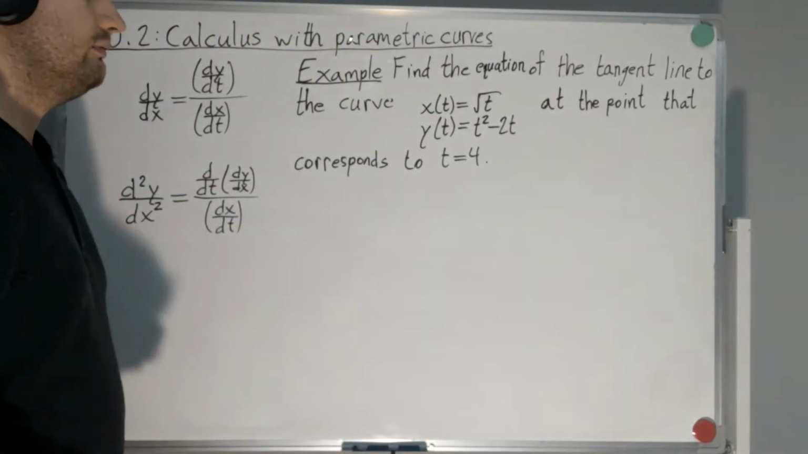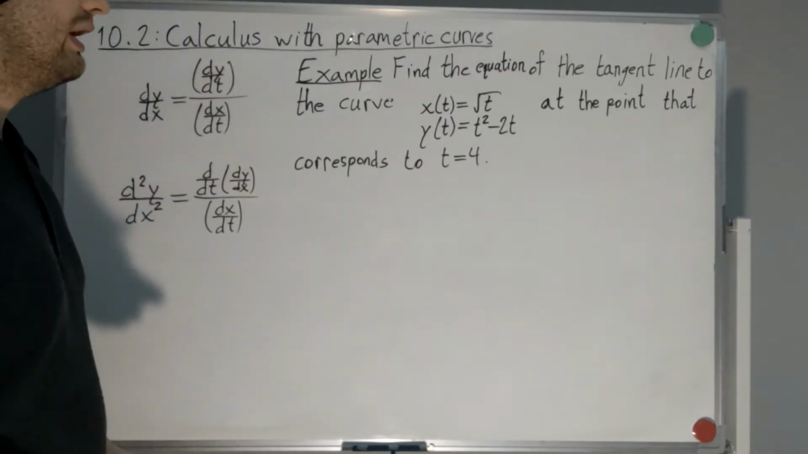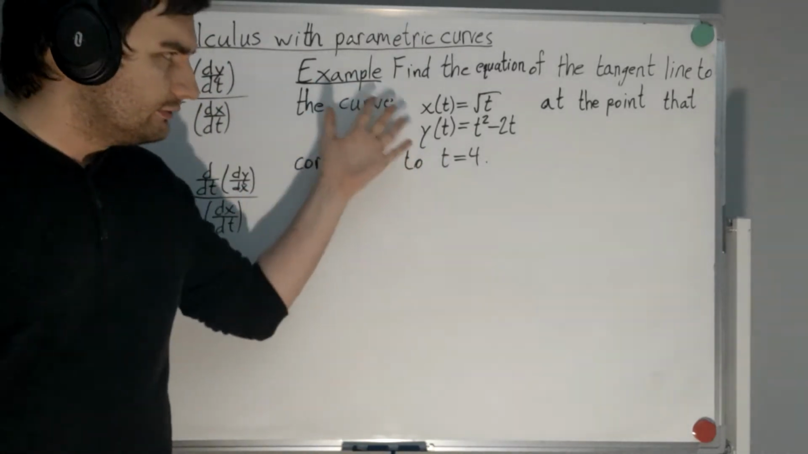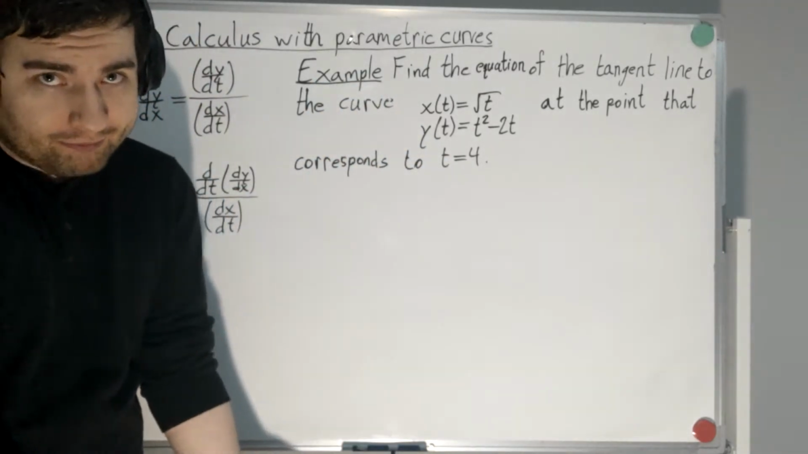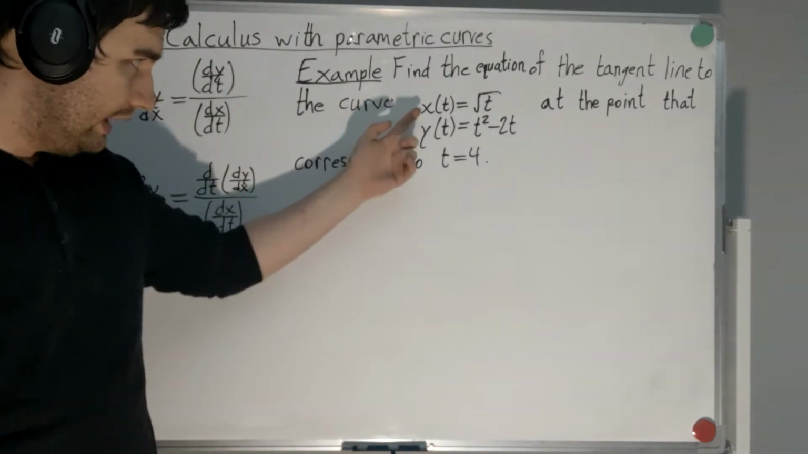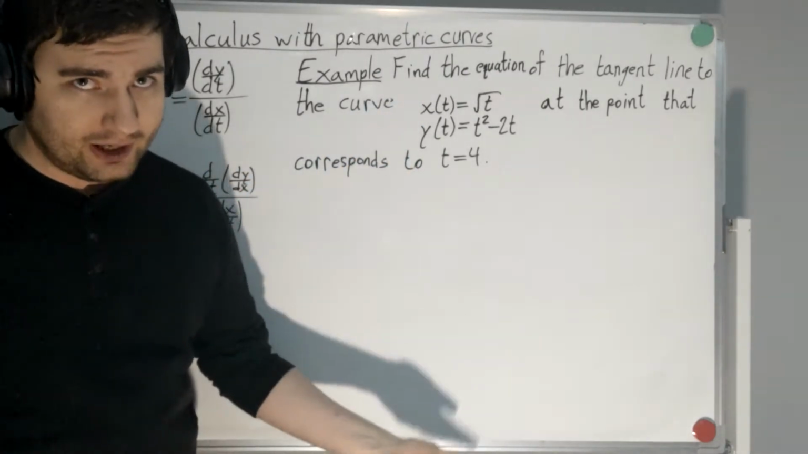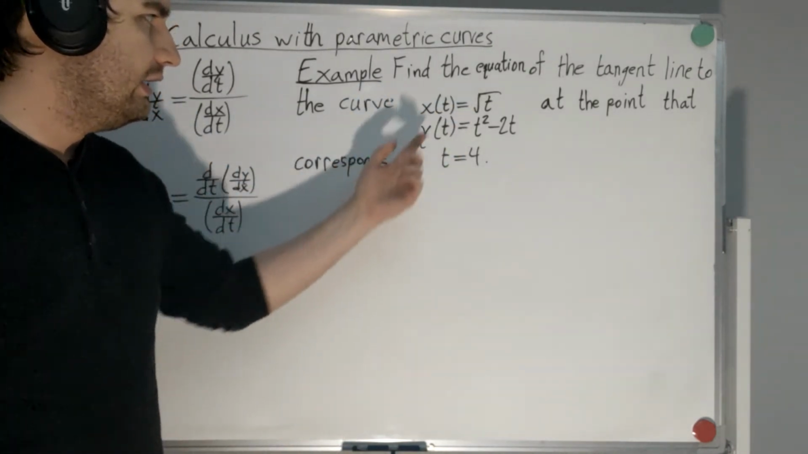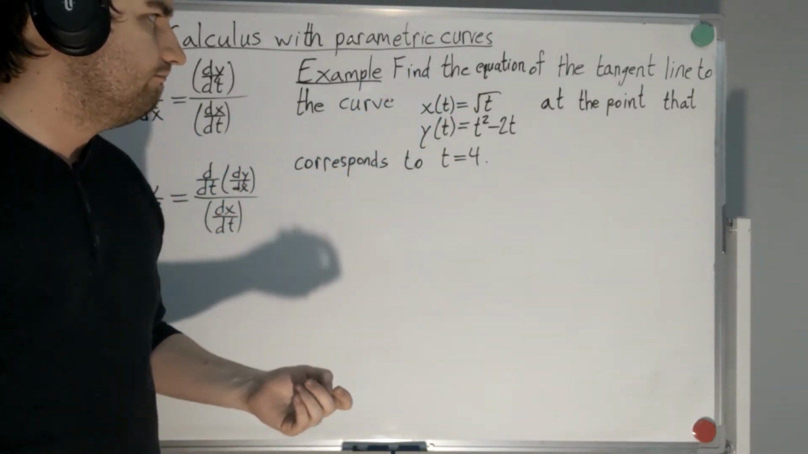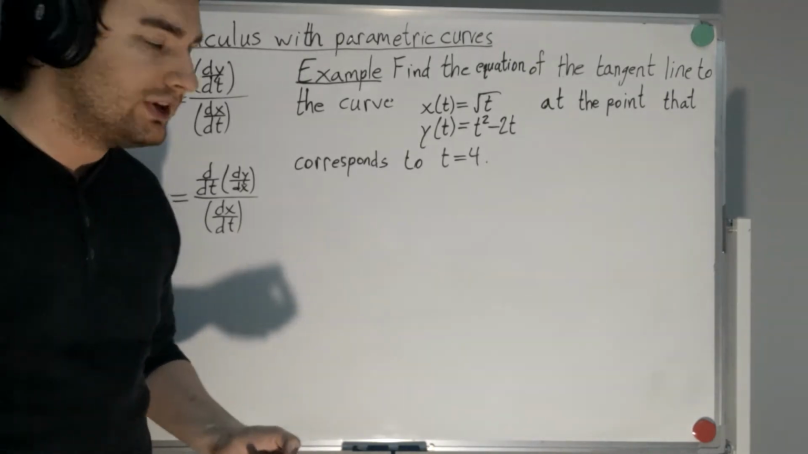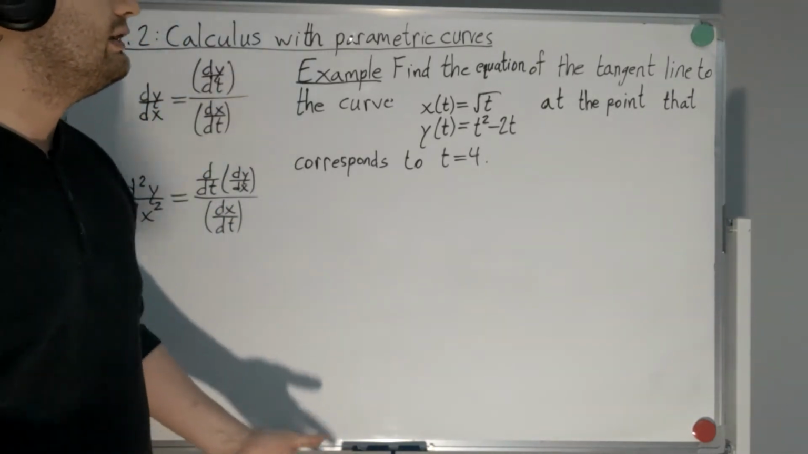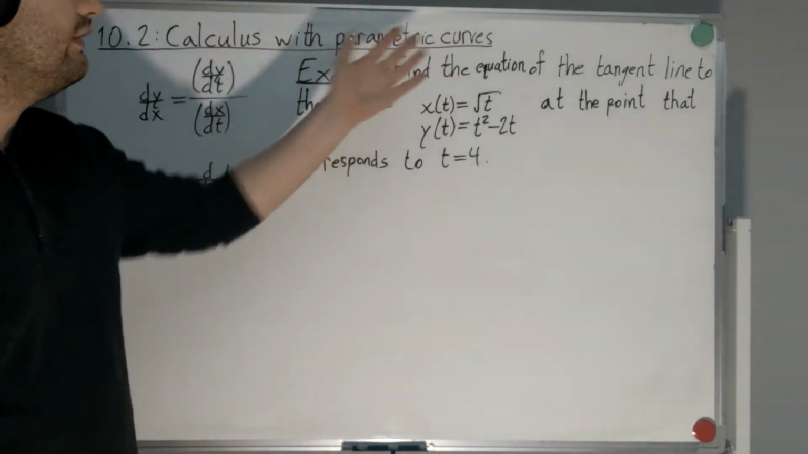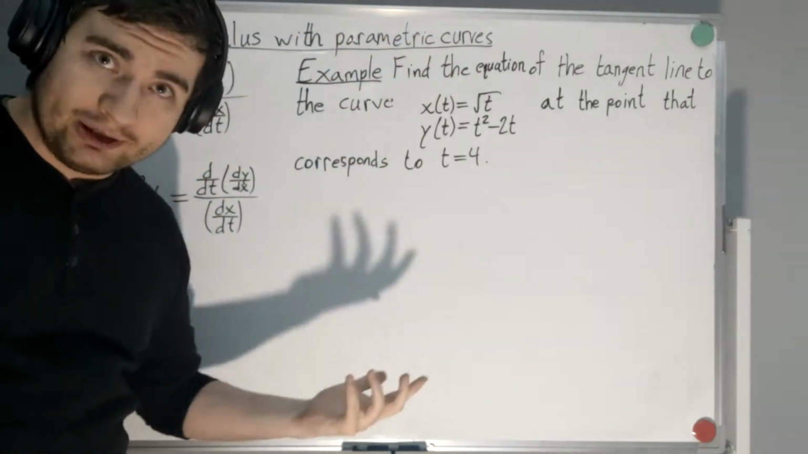Well, first of all, let's just understand what that means. It's a parametrically defined curve. So that means when t equals 4, x and y will be some particular values. Specifically, x will be 2 and y will be 8. Okay? All we're asking for is what is the equation of the tangent line to this curve at that point.